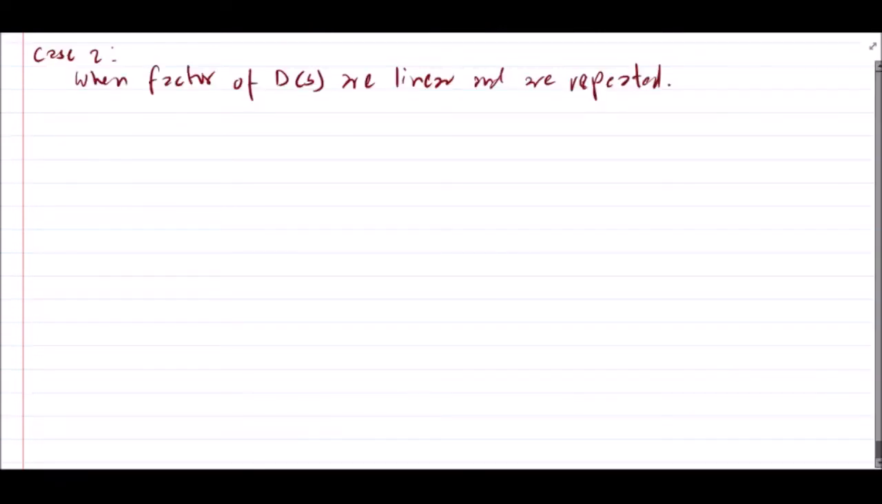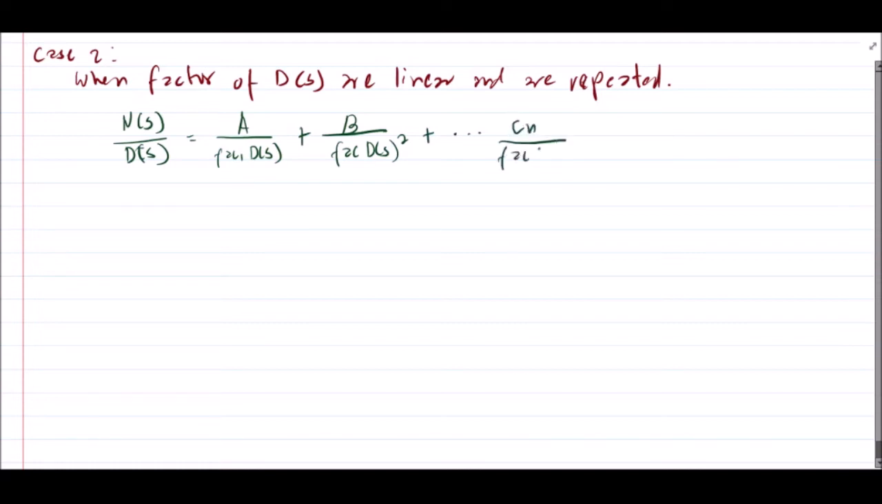Okay, so we have here the second case, which is when the factors of D(s) are linear and repeated. If that's the case, we're going to write our rational fraction N(s) over D(s) equal to A over the factor, the first repetition with degree 1, plus B over the same factor with degree 2, until we get to a certain point, C over the factor raised to n. That is how we are going to dissolve our rational fraction into a partial fraction.